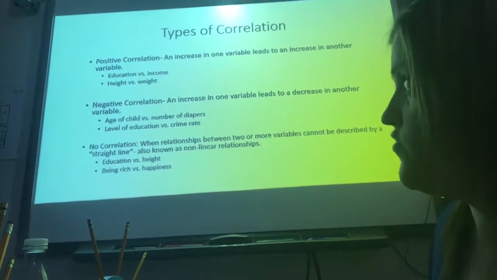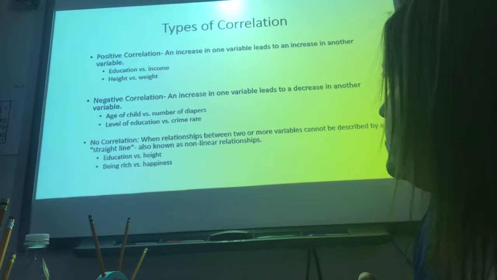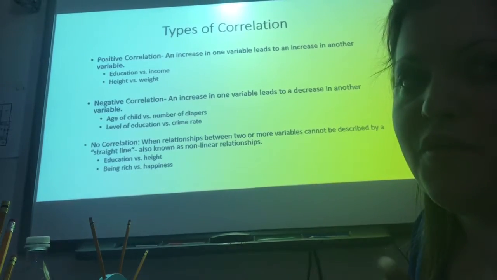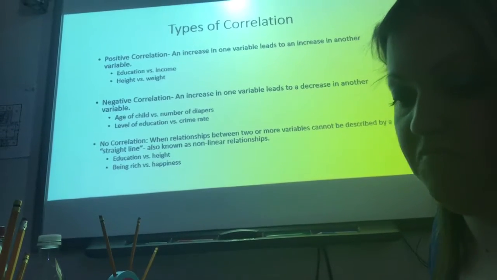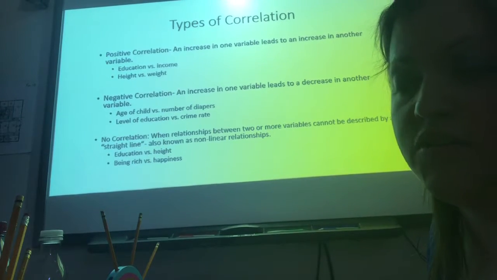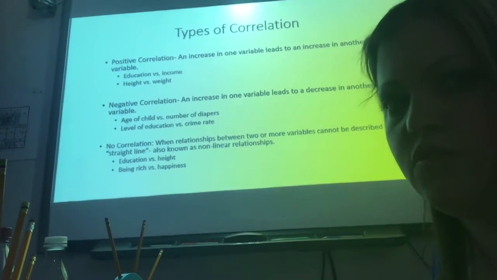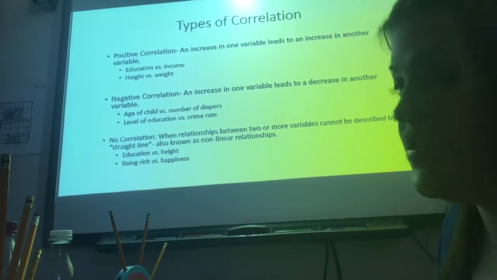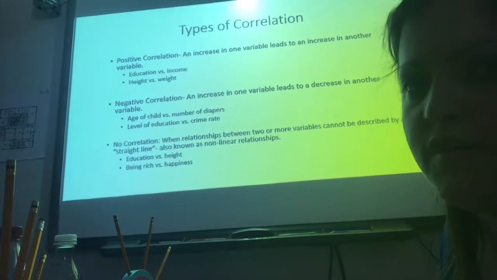Not always, but generally. You also have negative correlations, and that's when an increase in one variable leads to a decrease in another variable. For example, the age of a child versus the number of diapers they use. If you have a 1-year-old child, they'll probably use 15 diapers in a day, whereas a 3-year-old child who's not potty trained yet might use 5. So it still has a correlation, but the correlation goes down instead of up, creating a negative correlation. And you have level of education versus crime rate. Generally, the more education you have, the less likely you are to commit crime.